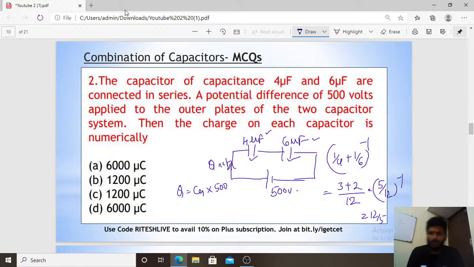Yashasvi, try to answer again. 12 by 5 into 500. Both are the same. So this is 1200, so the right option is 1200 microfarad.